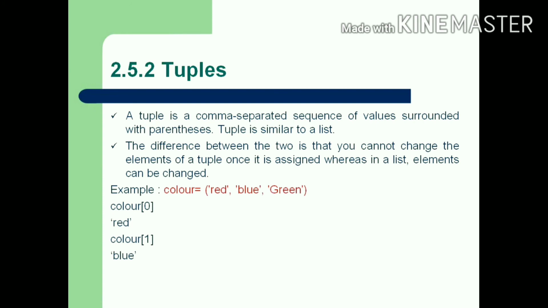Now the second topic, tuples. A tuple is a comma separated sequence of values surrounded by parentheses. A tuple is similar to a list. It is just like a list, but it is surrounded by parentheses. It may contain many data items. The difference between tuples and lists is that in a list we can mutate the data, but in tuples we cannot change the data.